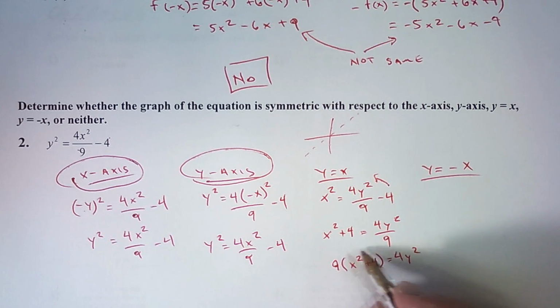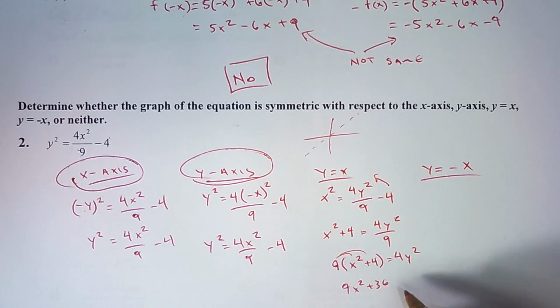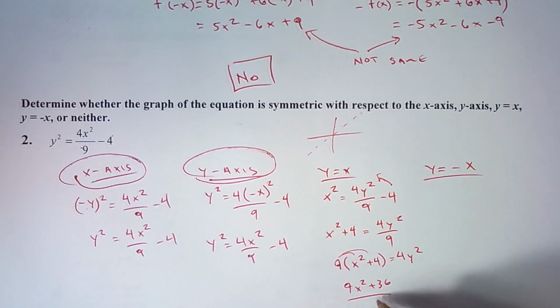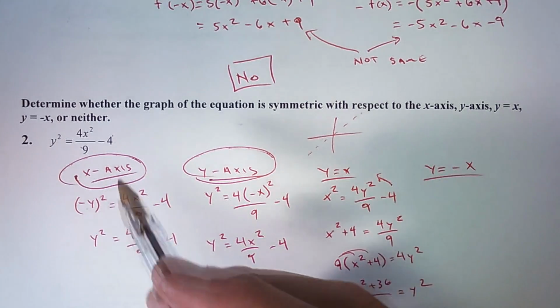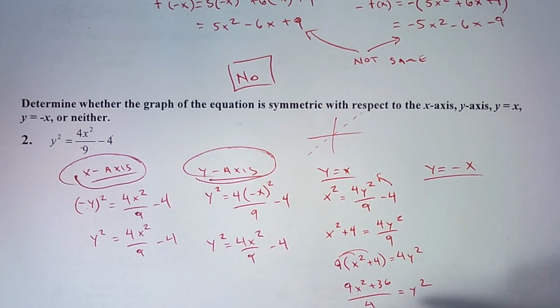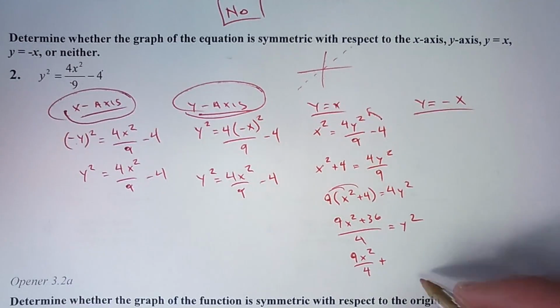Okay, so let's distribute this at the same time. So I get 9x squared plus 36. Okay, then I'm going to divide by this 4 equals y squared. All right, I've got y squared by itself. Now, if I simplify, will it match this original on this side? So 9 over 4 is just 9/4, so I get 9x squared over 4, and then 36 divided by 4 is 9.